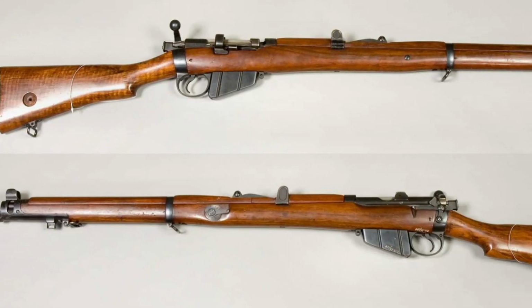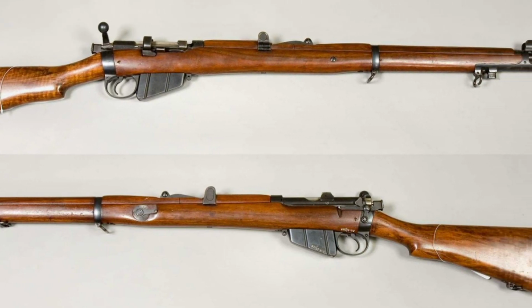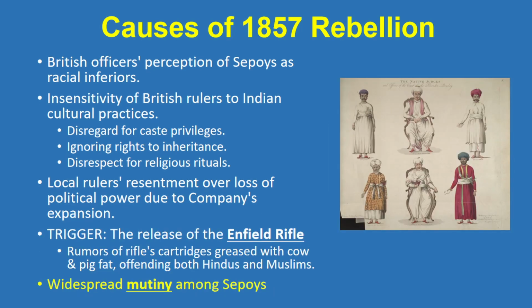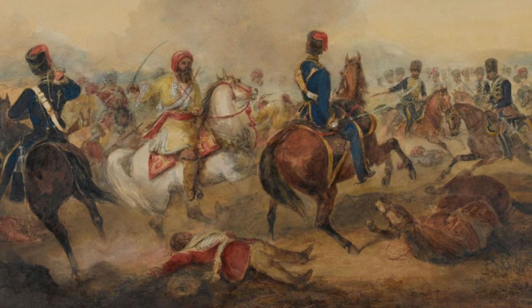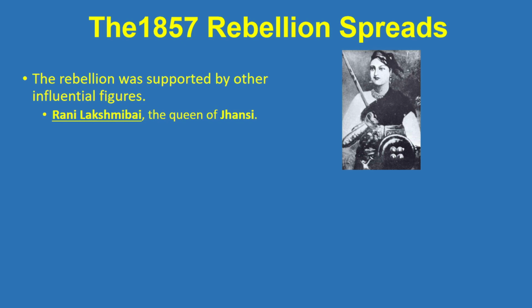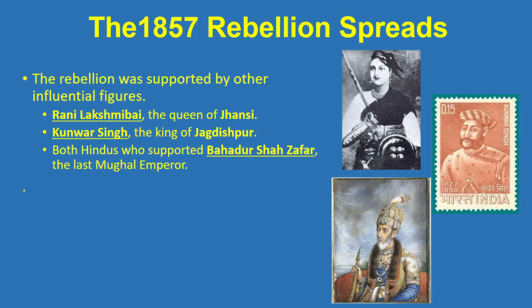The major trigger of the revolt was the release of the new Enfield rifle, which was rumored to be greased with both cow and pig fat, making it offensive to both Hindus and Muslims respectively. This caused a majority of the sepoys to mutiny, many of whom openly fought against the British. This rebellion was joined by other actors, including prominent monarchs like Rani Lakshmibai, the Queen of Jhansi, and Kunwar Singh, the King of Jagdishpur, both Hindus. They rallied around Bahadur Shah Jafar, the last Mughal emperor.